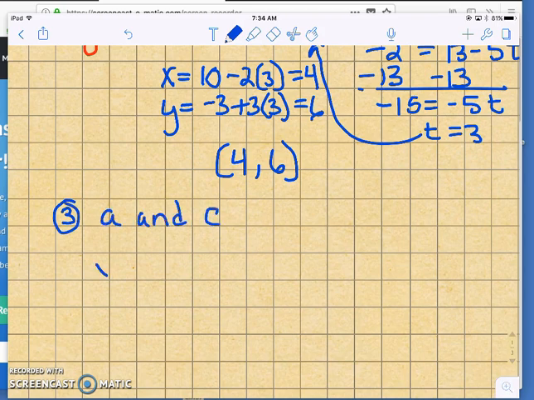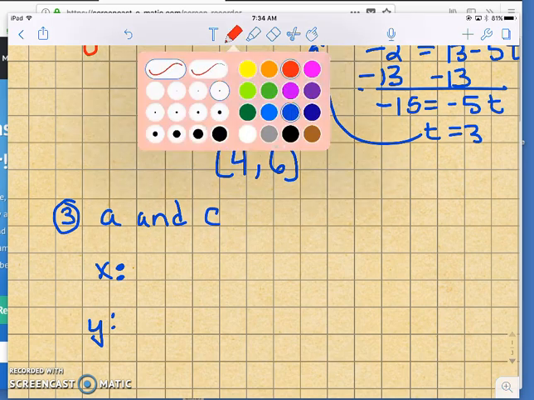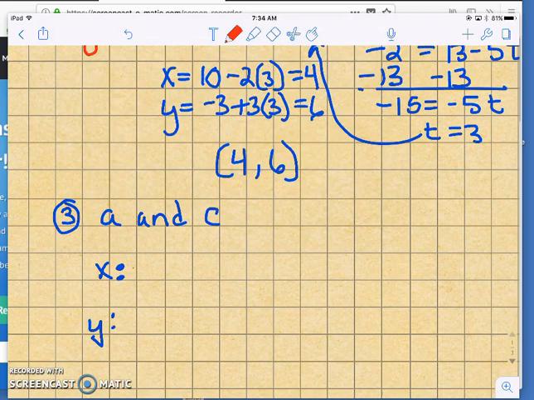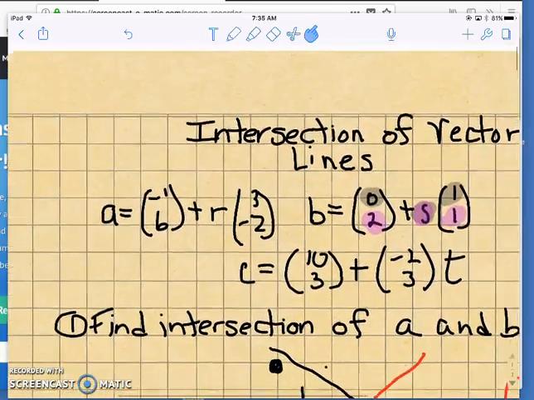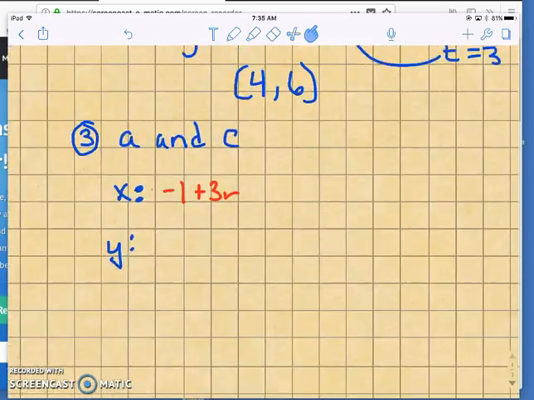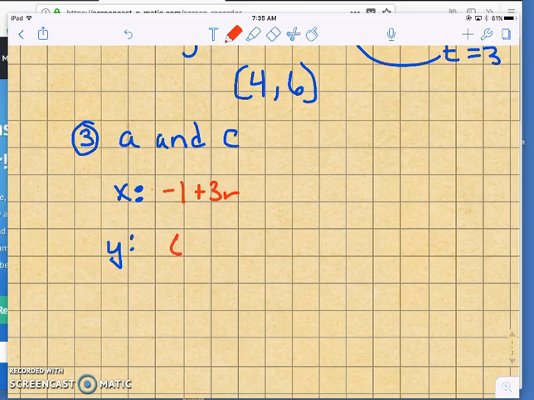Now the intersection of lines A and C. So we'll do this setup the same way. We'll write our x components and our y components. So why don't you pause the video, see if you can find the x components and y components, and then start it once you have those. So our x component, we should have negative 1 plus 3r. Double check that. Yep, and then we should have 6 minus 2r.